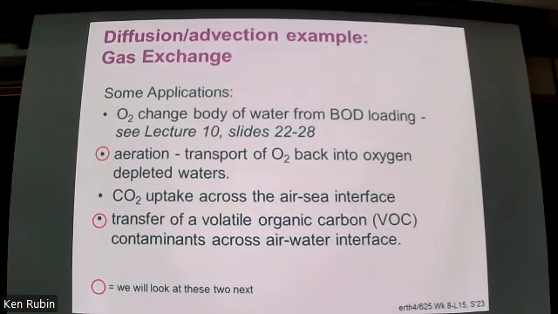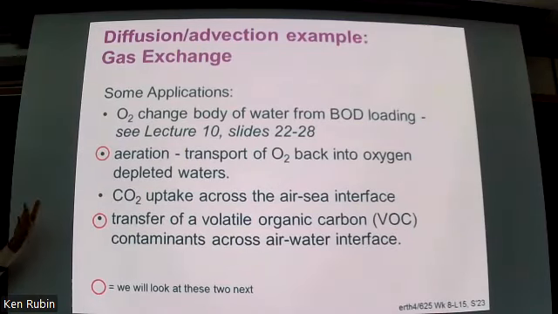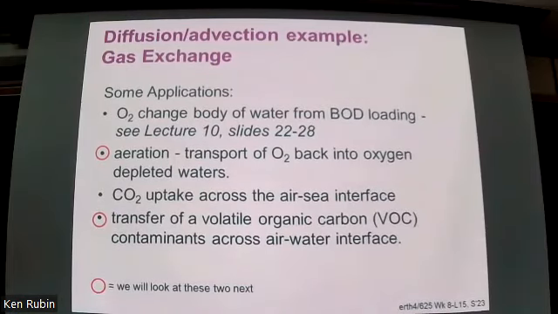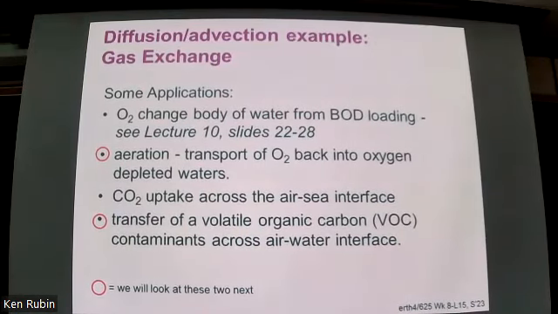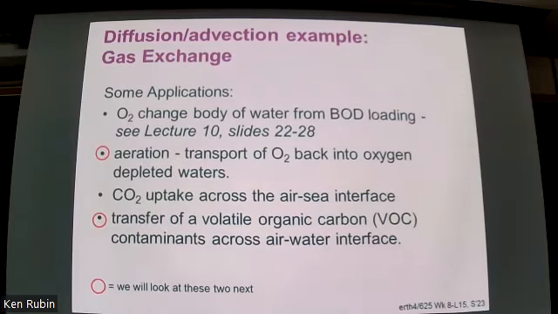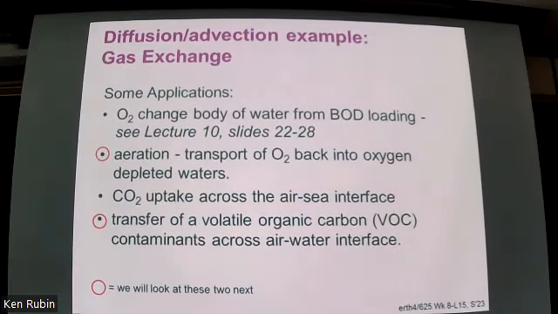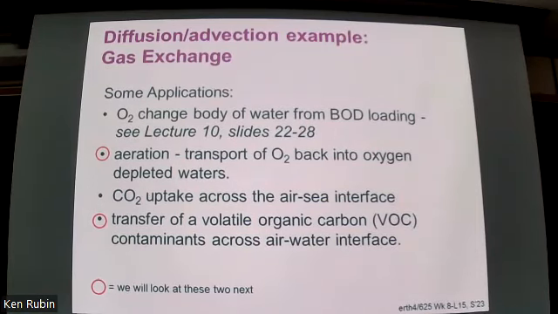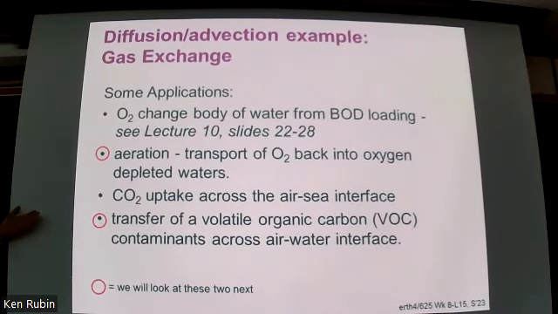Some other stuff that this can be applied to is important, but we're not going to talk about today. It's like CO2 across the air-sea interface. That's one of the key parameters in trying to understand CO2 loading on the atmosphere, the impact on the oceans, as well as the ocean's ability to absorb CO2 out of the atmosphere. So that's an important kind of calculation.